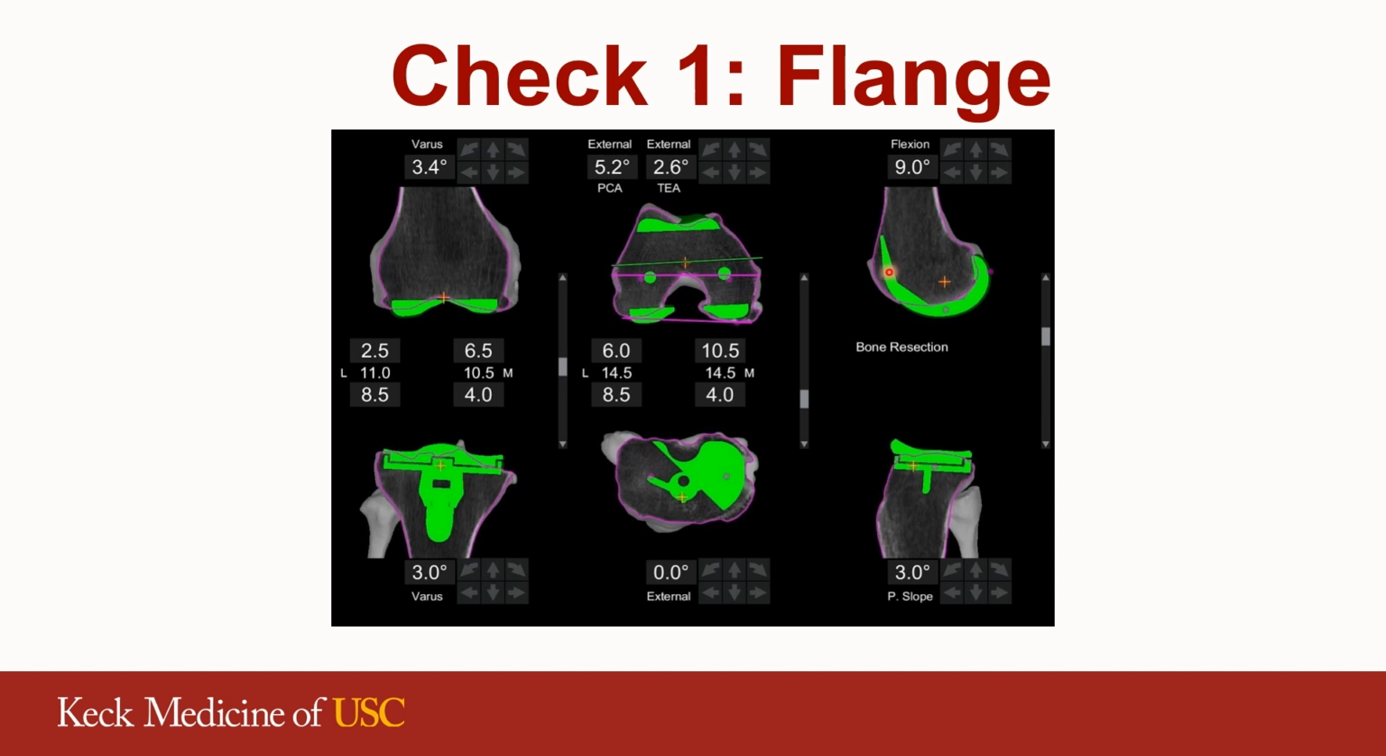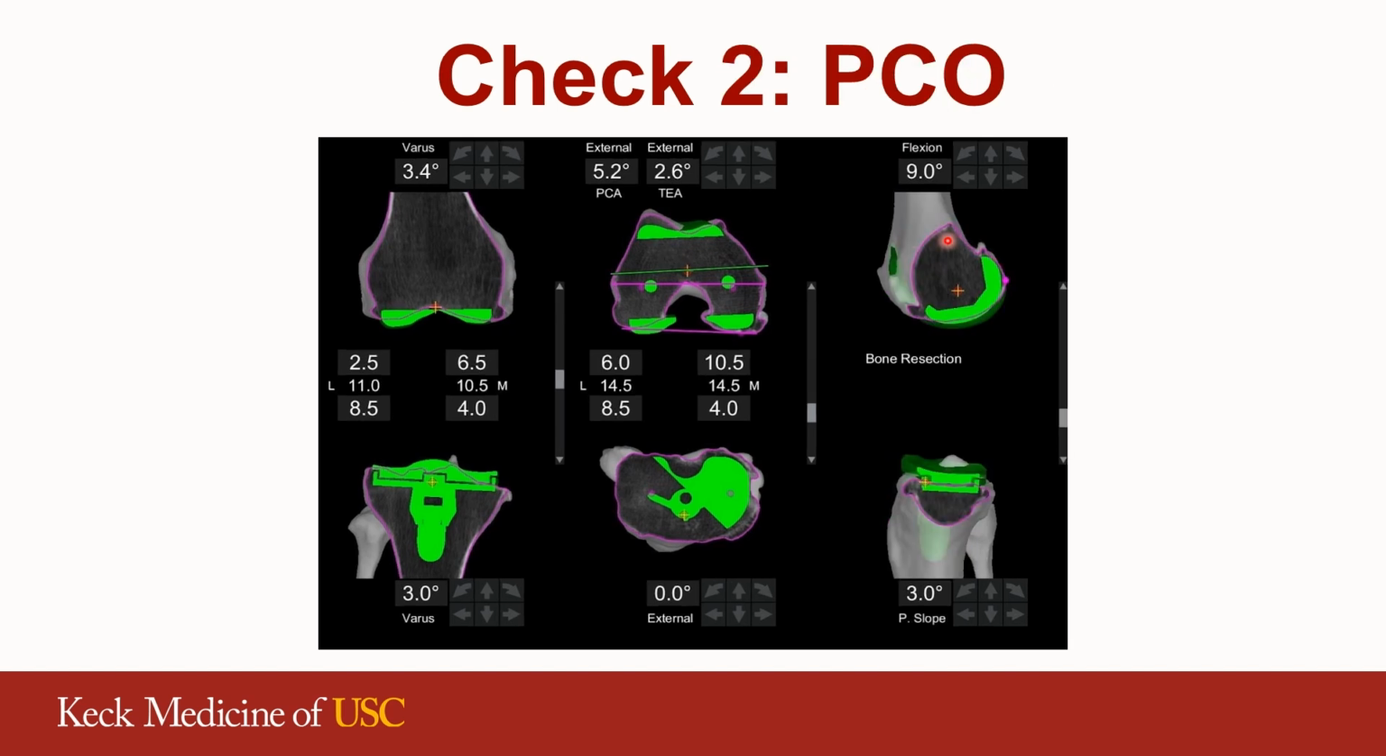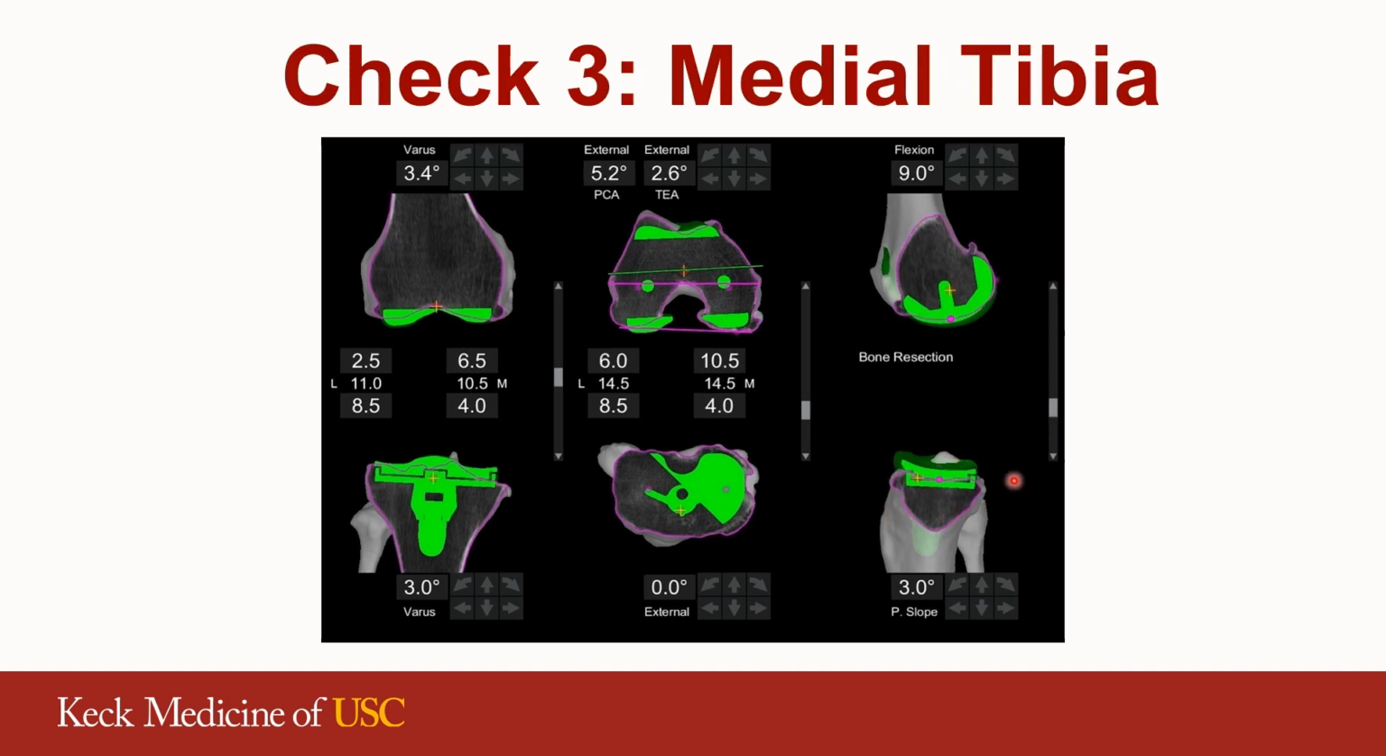So the first check is the anterior flange to make sure that we're not going to notch the anterior femur. 2 is looking at the sagittal image of the femur and making sure that we maintain the posterior condylar offset. This will be important in order to maximize the amount of flexion posteriorly so there's no impingement. 3 will be looking at the depth of our medial tibial resection.